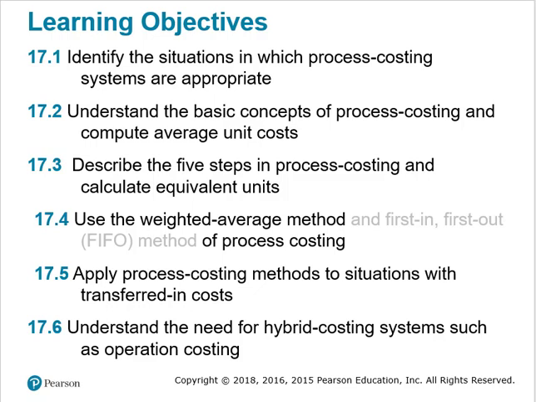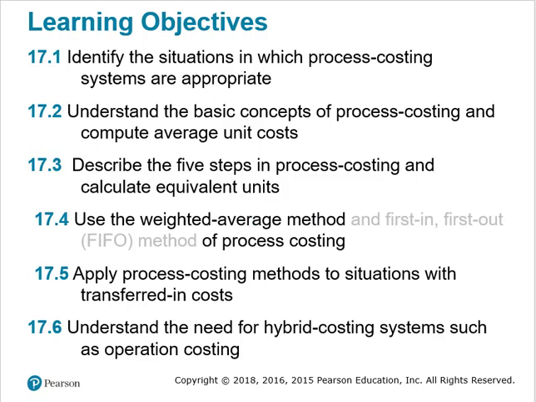That's really the best way to do it, and after you do a bunch of them, you start realizing that what you're really doing is allocating cost to what went to finished goods and what's in ending work in process. So first of all, this first presentation will talk about situations in which process costing systems are appropriate, and then we'll understand the basic concepts of process costing and computing average unit costs, then the 5-step process, and we'll use weighted average and do a lot of calculations.